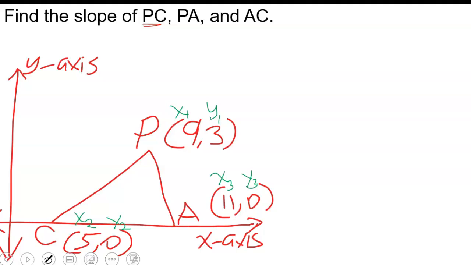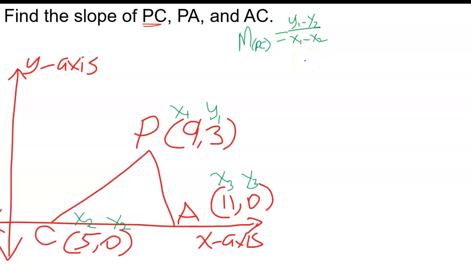For each point we just need to find the change in Y. So we write the slope of PC like this: it's going to be the change in Y, so Y1 minus Y2 over X1 minus X2. Since I started with Y1 and end with Y2, I have to start with X1 and end with X2. Do not mix them up. If you want to do Y2 minus Y1 over X2 minus X1, that will also be all right, as long as you don't mix them up.